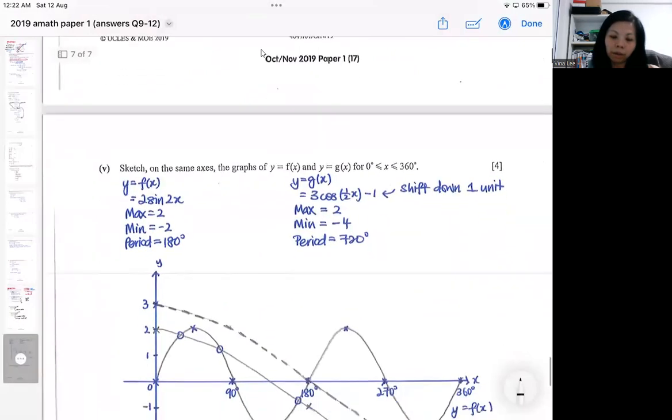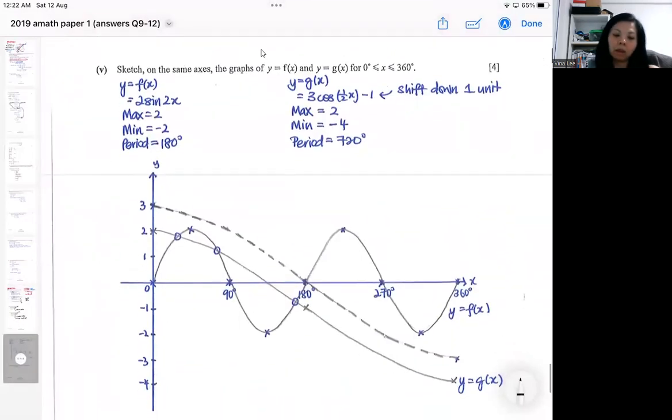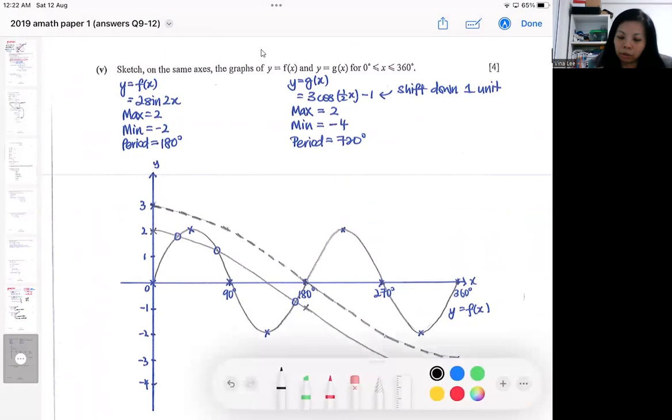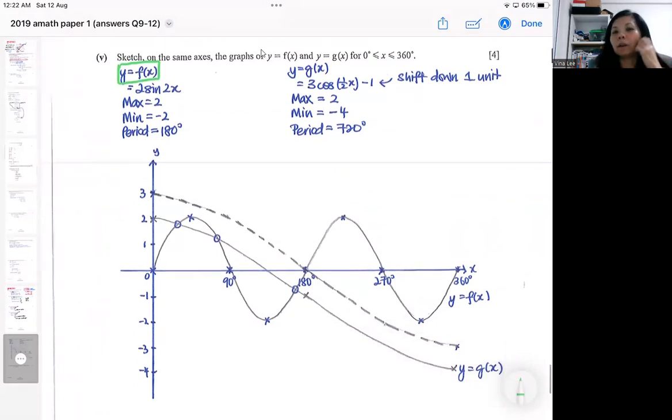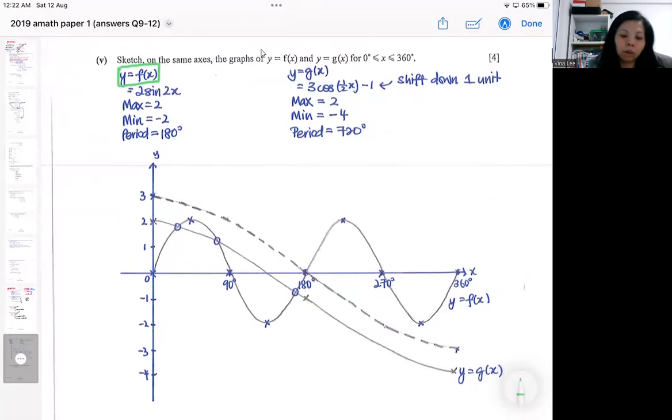Okay, so I'm going to put everything together. I write down the information: maximum, minimum, period, everything. So how I approach it: I shall use the green color for f(x). I know that for f(x), the highest is 2, the lowest is -2.